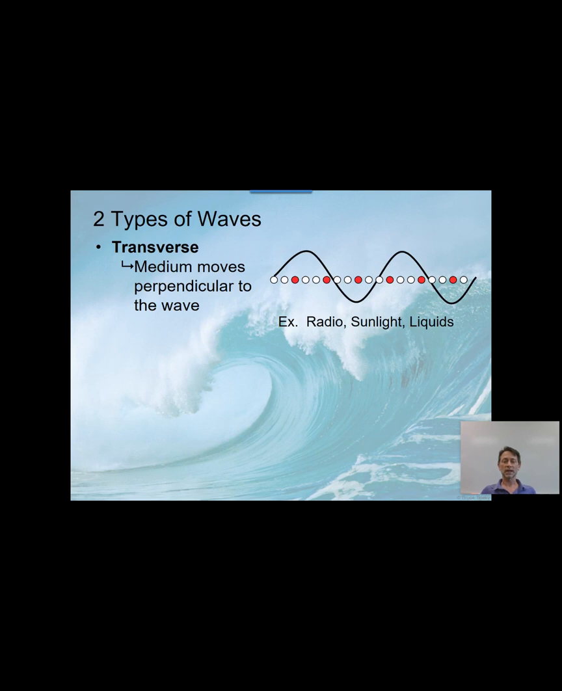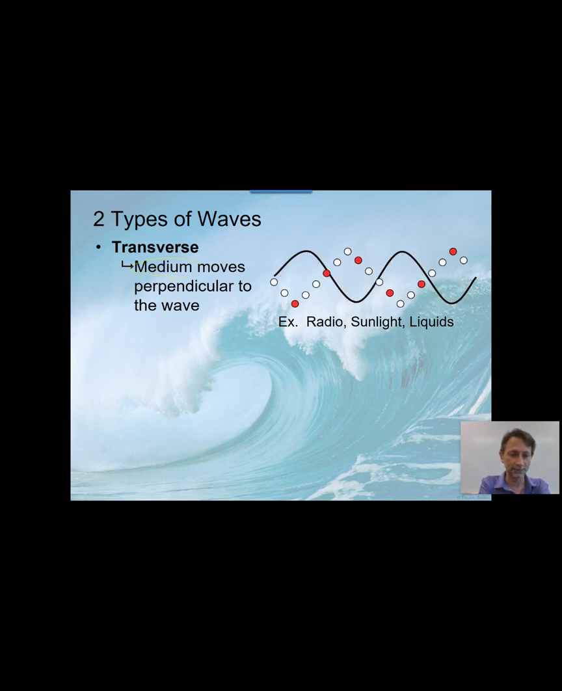So the next thing we want to talk about is the 2 different types of waves that we have. There's a transverse wave, which is a wave that, if I'm going to bump this first molecule here, notice that that molecule goes up and down and it sends a wave through all of those dots, which creates what you would typically see as a normal wave image. So the key idea to this is that the medium, remember that's what the wave is traveling through, so it's going to be all these dots that are moving, is moving perpendicular to the wave.